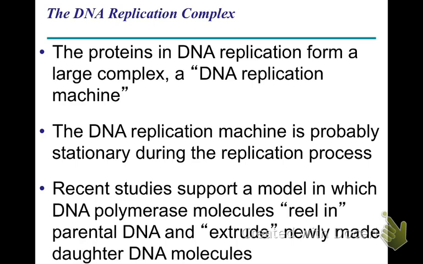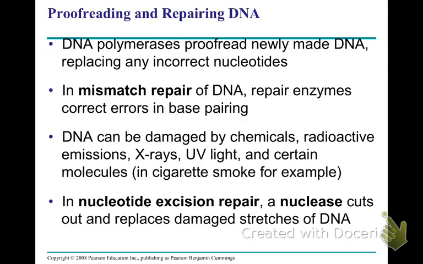Then we are talking about the proteins in DNA replication forming a large complex called the DNA replication machine. The DNA replication machine is probably stationary during the replication process, but recent studies support a model wherein polymerase molecules reel in the parental DNA and extrude out newly made DNA, kind of like a fishing reel that you wind and let the wire go through the wheel. Then there is also something called proofreading and repairing of DNA. Before this, I would like you to watch a video on DNA replication.